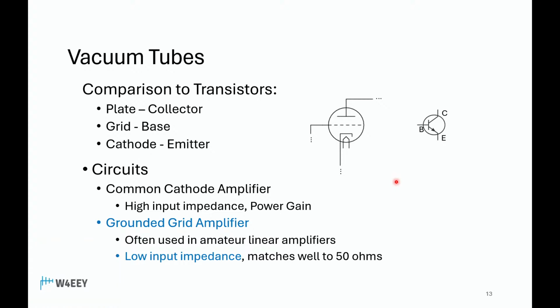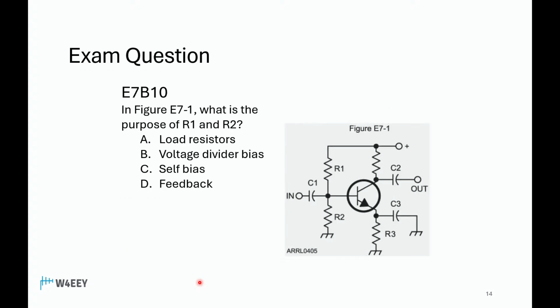And then the grounded grid, a couple of pool questions there. The grounded grid has low input impedance. So low input impedance on a power amplifier that's after your transceiver feeding your antenna, because your transceiver's output is 50 ohms normally, you would want a low impedance input to your power amplifier. So this configuration often is used in that case. There's just one pool question on grounded grid amps. You need to know what has low impedance.